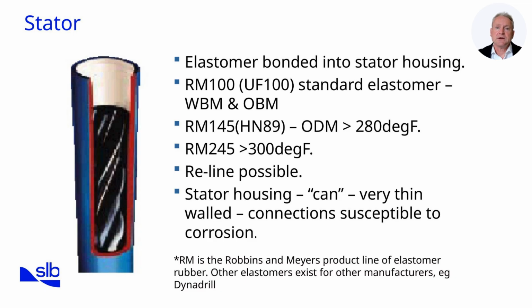SLB acquired a motor company called Dyno Drill. Its equivalent stator to RM100 is NBR1A, of which the performance stator is the HR series, which stands for hard rubber. The RM series was developed by a company called Robbins and Myers, which at one point was an independent company supplying stator rubbers to the industry. Robbins and Myers was acquired by NOV, and although they still provide for the industry, they prioritize products internally.